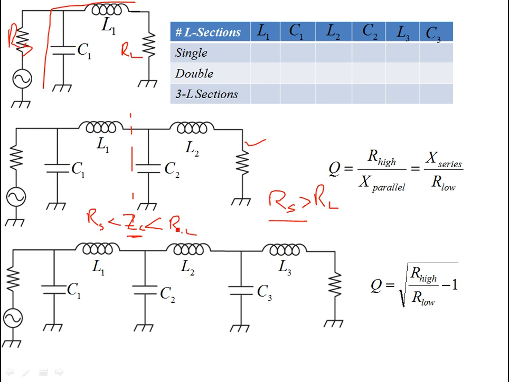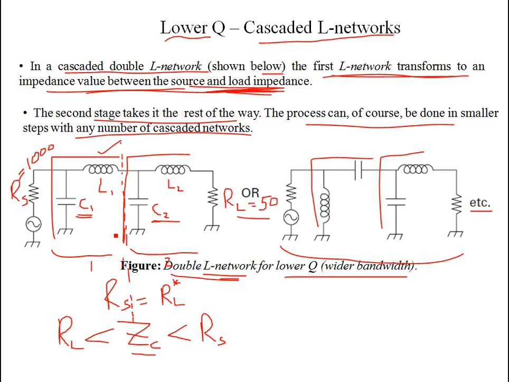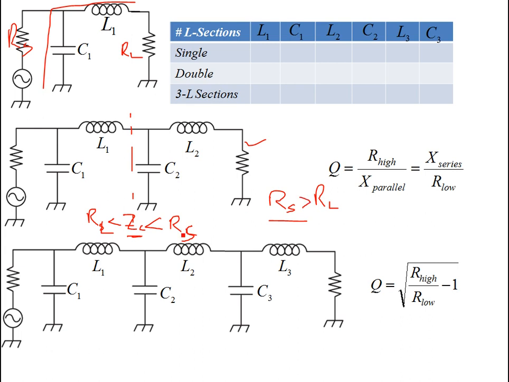Well, I think I've written this incorrectly. This is supposed to be less than RS and greater than RL, just like what we have discussed before. So you can follow the same steps.